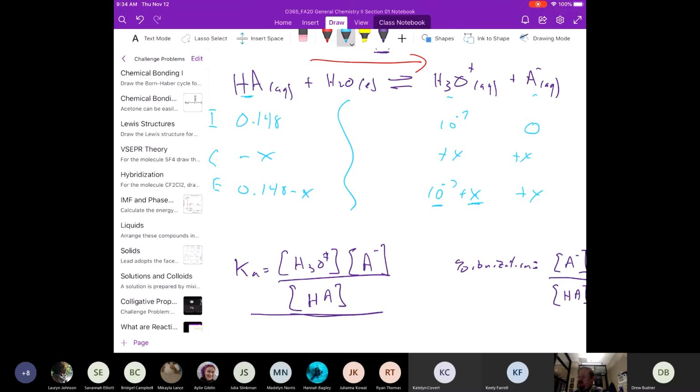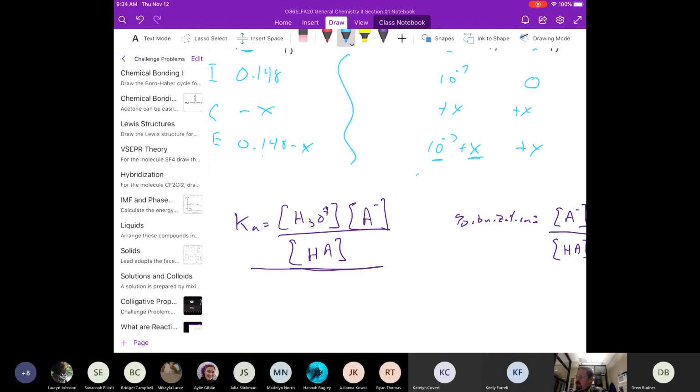So even if any proportion of this amount gets shifted over here, x should be large. So we can make an assumption and assume that x is going to be much greater than 10 to the minus 7th, which means that when we add 10 to the minus 7th to x, it's going to be essentially x. So this is approximately equal to x then, right? So in our Ka expression, this would be essentially x times x divided by 0.148 minus x, right? Everybody with me there?